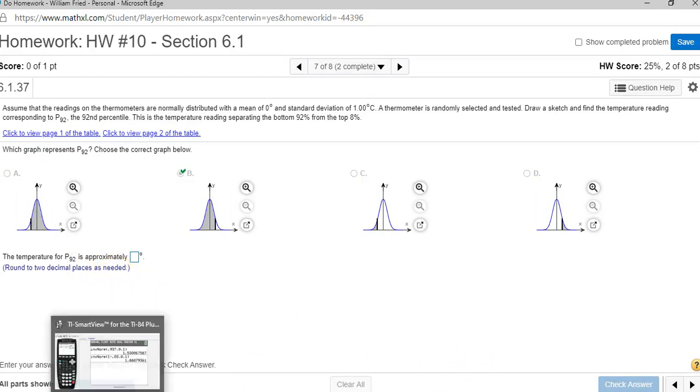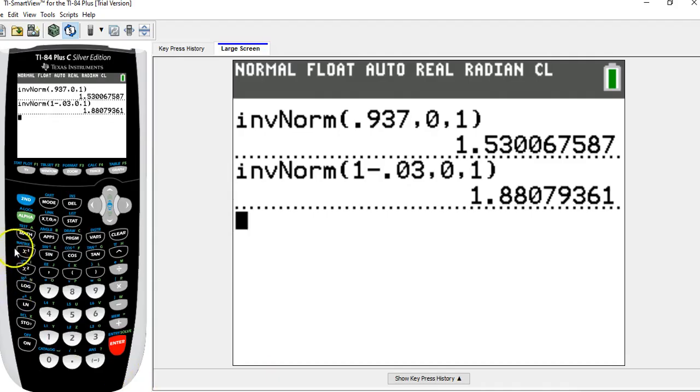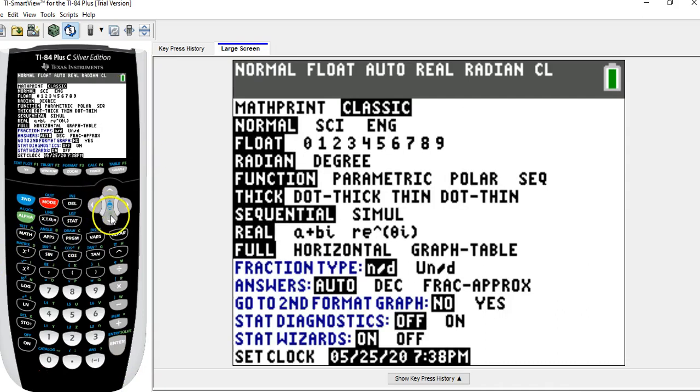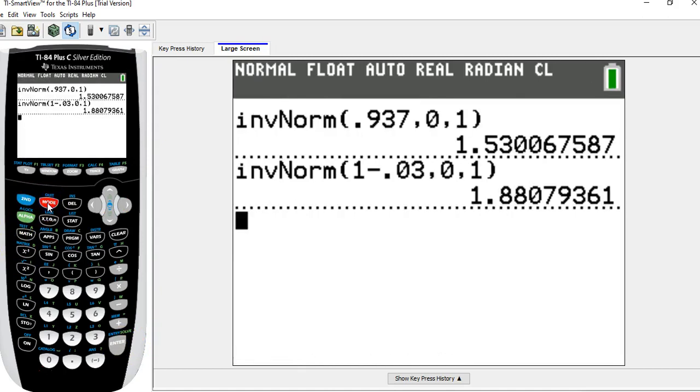So when I go to InvNorm, let me turn the stat wizard off so you can see how InvNorm looks without the stat wizard on. Okay, stat wizard off, enter. Let's get out of there. So what was it? P92, so 92%.